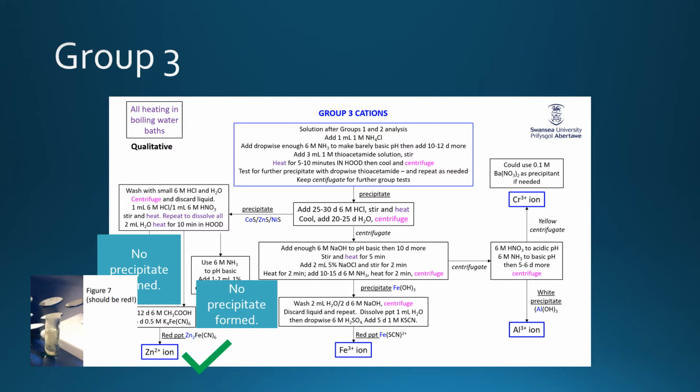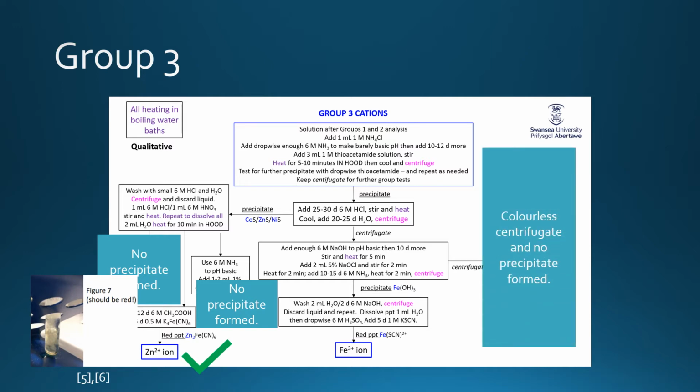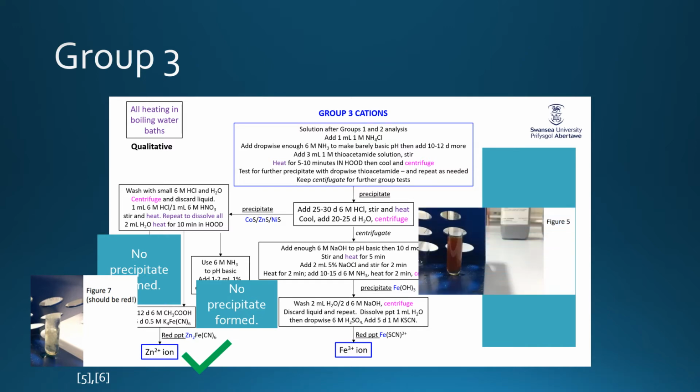Apparently it should have come out as a red precipitate, but I did read a few sources that mentioned that zinc ferrocyanide is in fact a milky white colour, so that's something to bear in mind. Further testing for chromium and aluminium resulted in a colourless centrifugate, which rules out chromium, and no precipitate forming, which is our aluminium not being there. Further testing for iron resulted in a lovely red precipitate forming, which indicates that we do in fact have our Fe3+ ion in the solution.